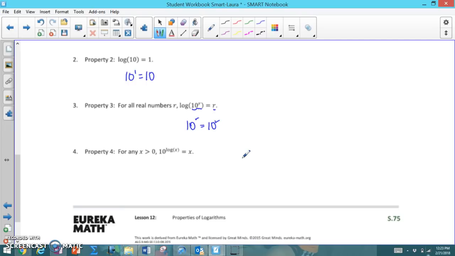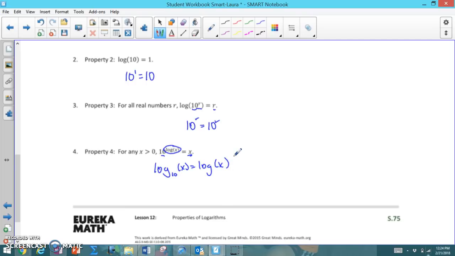And now number 4, when I have exponential form, I'm actually going to rewrite it in log form. So I would write log base 10 of x, so that's of this x, and it's equal to the exponent, which in this case is just log of x. So you can see I get the same thing on both sides.